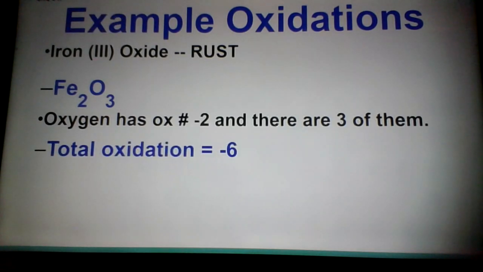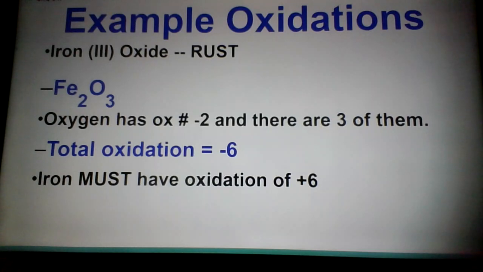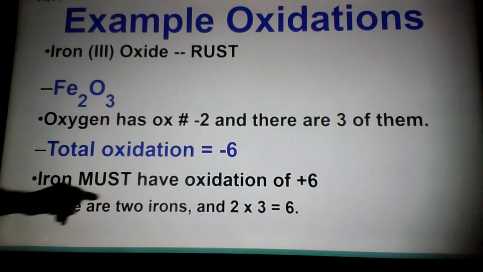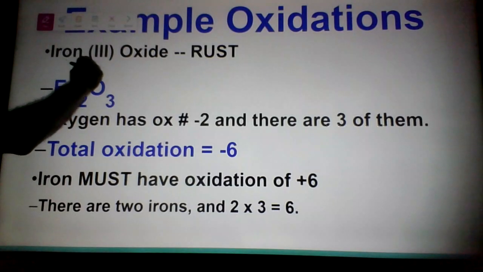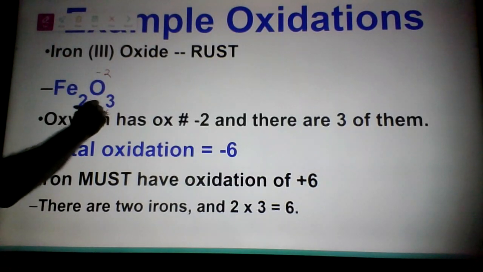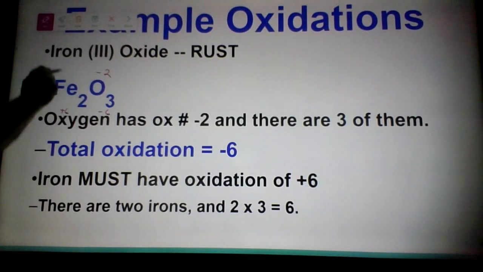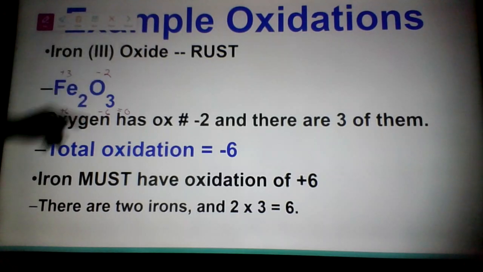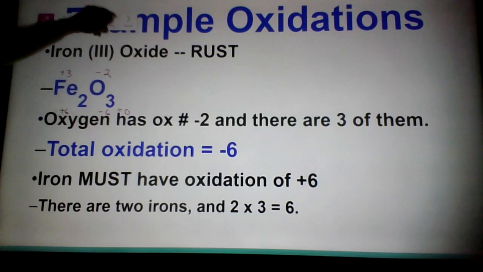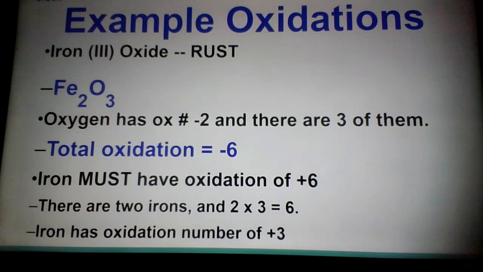The total oxidation has to be -6, therefore iron must have a total oxidation of +6. +3 twice will give us that +6. There are 2 irons, and 2 times 3 is 6. Therefore, once again, that -2 3 times is going to give us -6. We need a +6. So what number twice is +6? That's +3. This will give us the 0 that we need, so iron 3 oxide is Fe2O3. The iron has an oxidation number of positive 3.